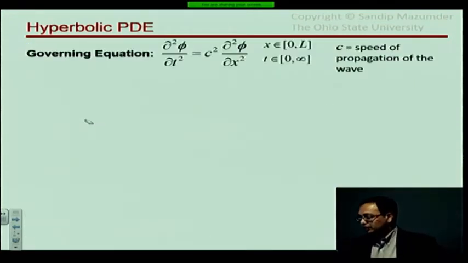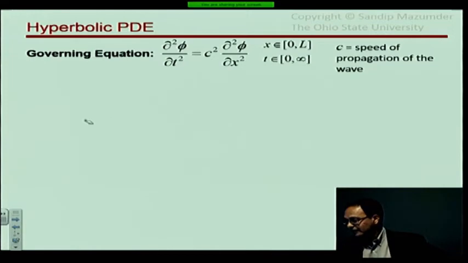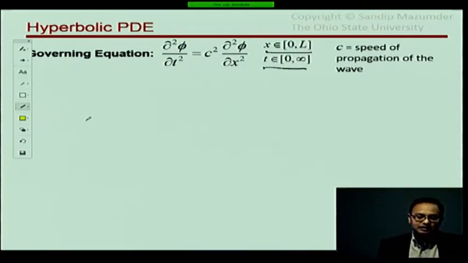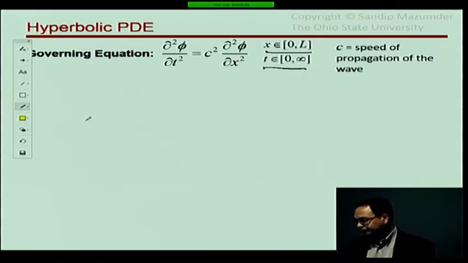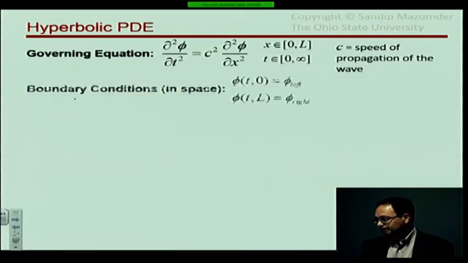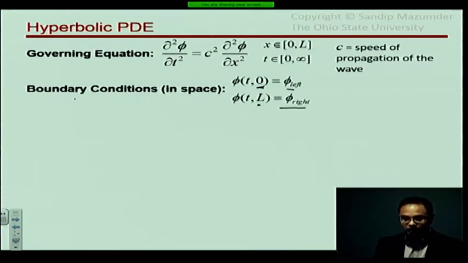If I'm looking at a rectangular regular domain, then x is between 0 and L, and t starts at time t equal to 0 and goes up to infinity. So the second variable in this case is semi-infinite. And as I said, c here is the speed of propagation of the wave. For boundary conditions, at one end x equal to 0 we have phi left, and at x equal to L we have phi right, just like you've been using for your elliptic problem.